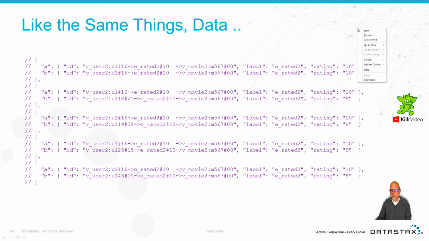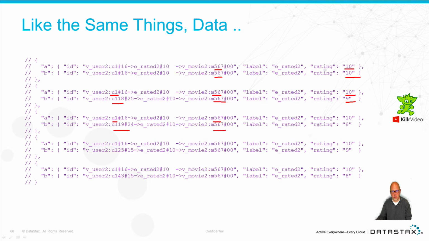So in this data, where's my mouse pointer? User 1 has rated a movie 10. It was movie 567. Sadly, I join with myself. Here I see user 1 and user 118 have rated a movie 567. I gave it a 10. He gave it a 9, or she. User 1 and user 119 rated movie 567.